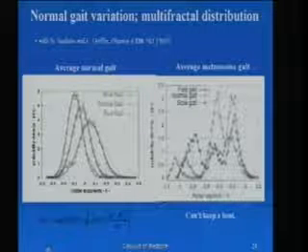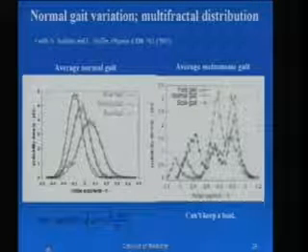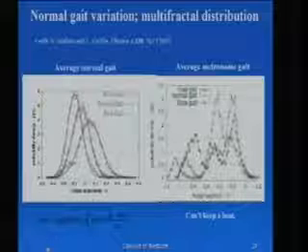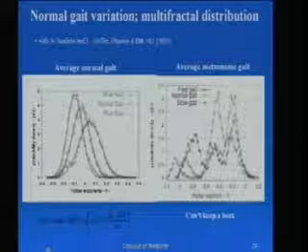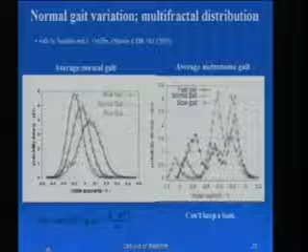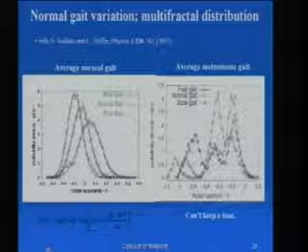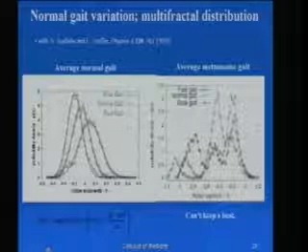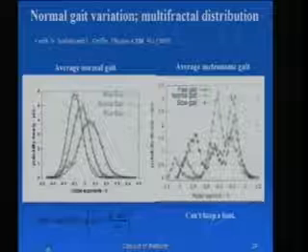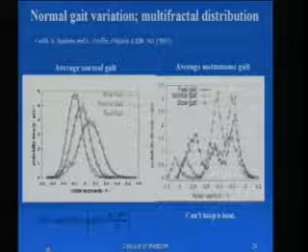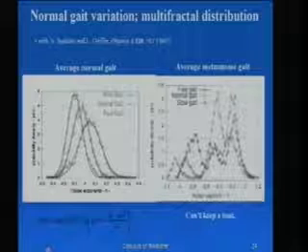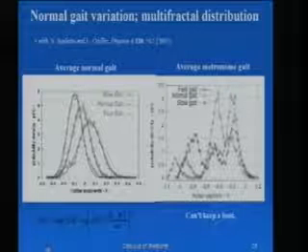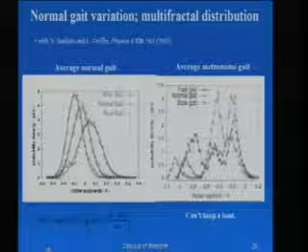What's interesting, this is an average normal gait. This is averaged over 20 individuals. And you see, when you have normal, slow, and fast gait, you can fit the averages to these distributions. This curve is actually the distribution of... multifractality gives rise to this probability distribution for the scaling exponent, right?